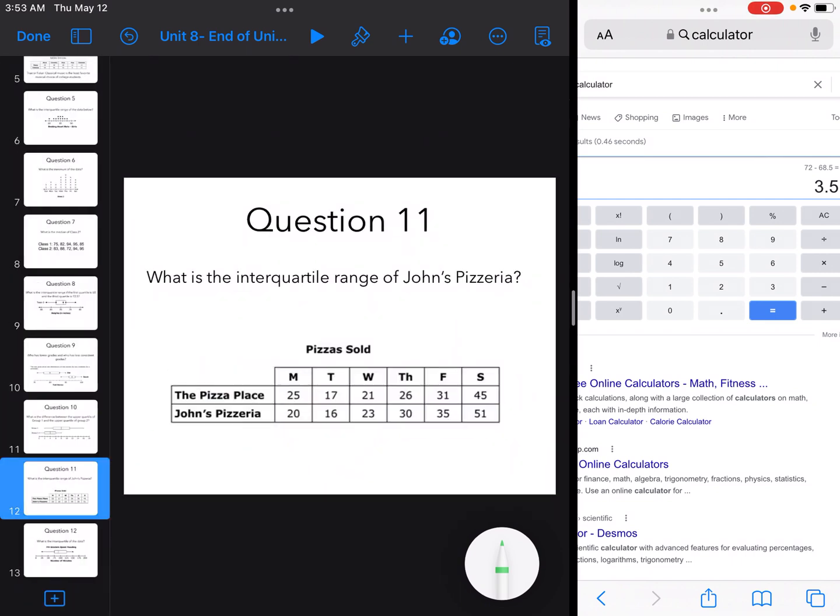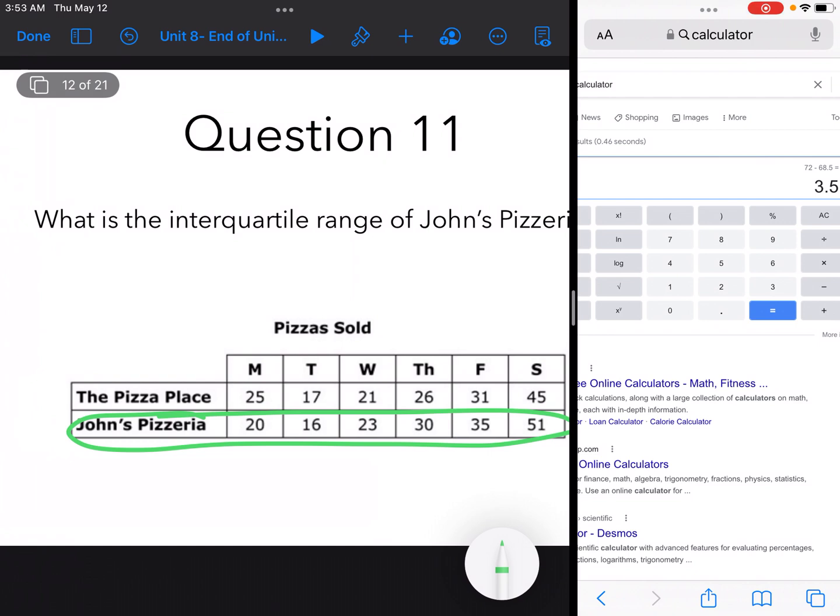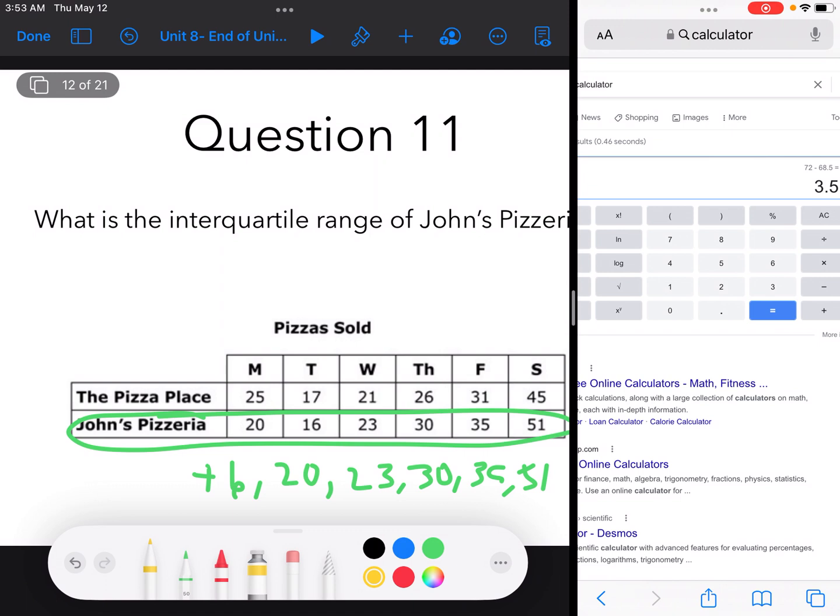What is the interquartile range of John's Pizzeria? So we're talking about this data right here. First thing I need to do is put those numbers in order from least to greatest. So I have 16, 20, 23, 30, 35, and 51. Then I'm going to cross out on either end.